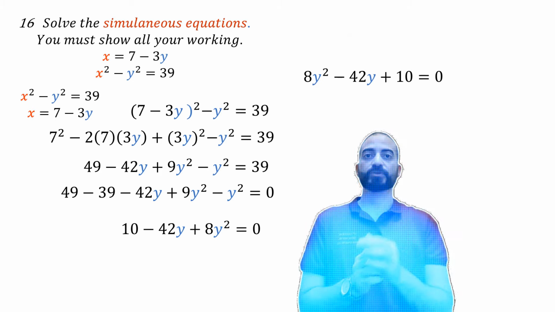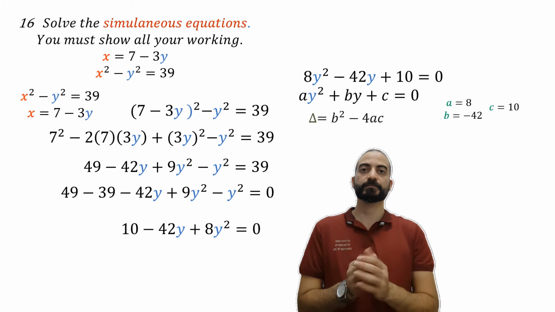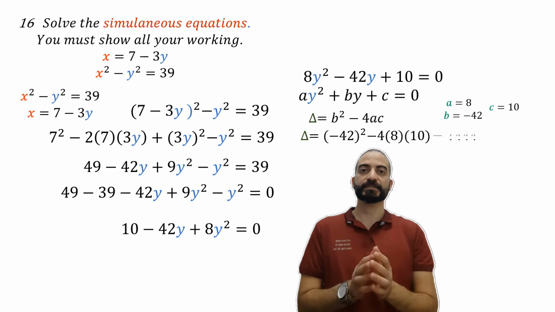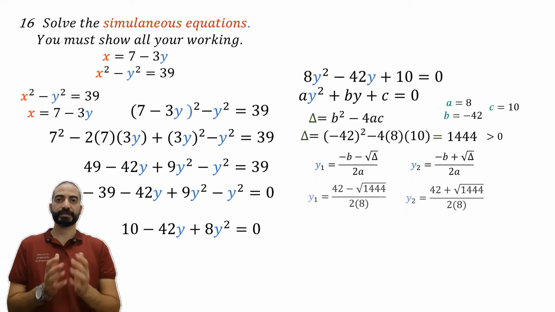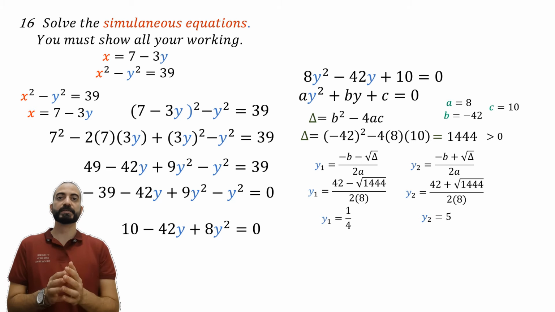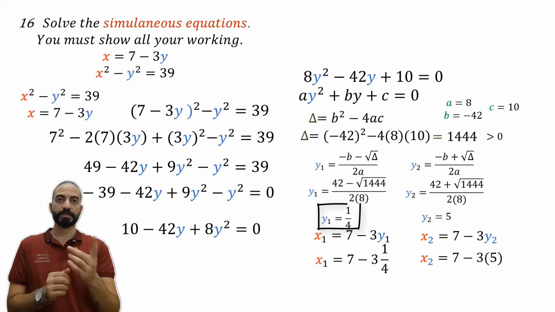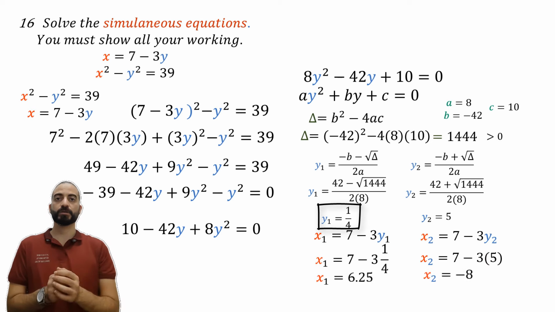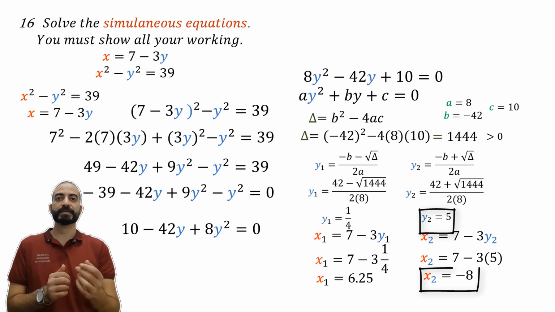But in order to get y, we must solve this quadratic equation, by obtaining the discriminant, and because the discriminant is positive, this means that we have two real solutions. We get it like this. Now we can put the y in its place to get the x. When y equals 1 over 4, x equals 6.25. And when y equals 5, x equals minus 8.